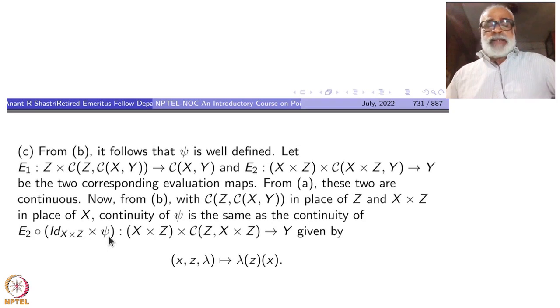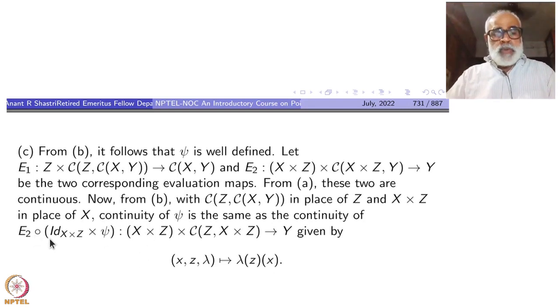So I find this directly proving psi is also possible. Okay, that will also have cumbersome notation. So I find this way it is easier to state it. Once you have done the groundwork here, namely B, you can keep using B again and again. So I will show E2 composite, this identity of X cross Z cross psi, is continuous. The domain is X cross Z cross C of Z comma C of X comma Y, to Y.